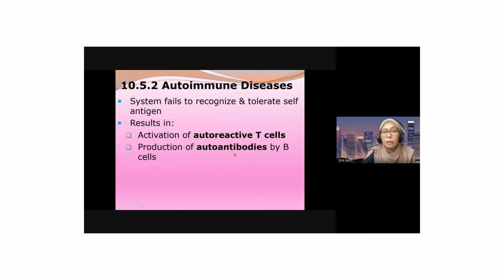So it's not produced directly from B cells. B cells will differentiate into plasma cells, and straight away plasma cells will produce antibodies. That is actually due to your own antigen, not from others, not from other microbes, bacteria, viruses, but from your own cell. Okay, that is autoimmune.